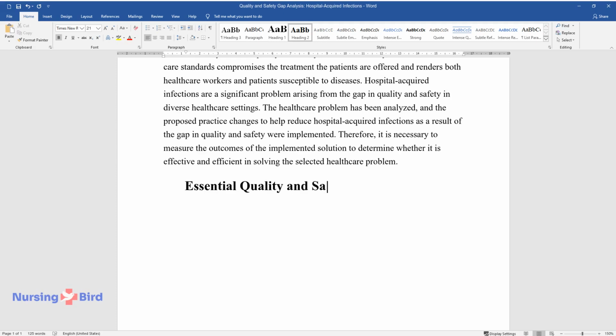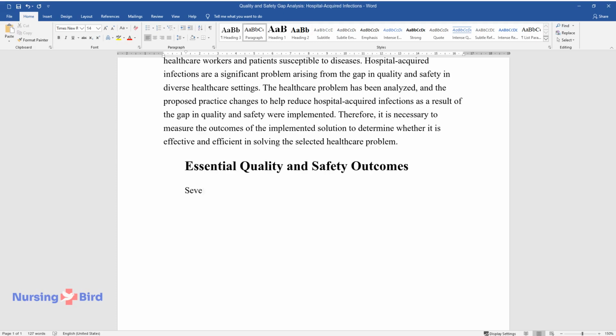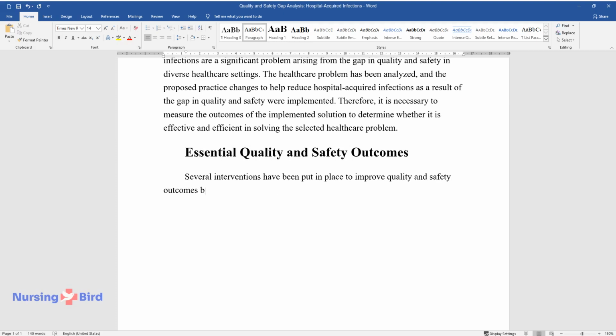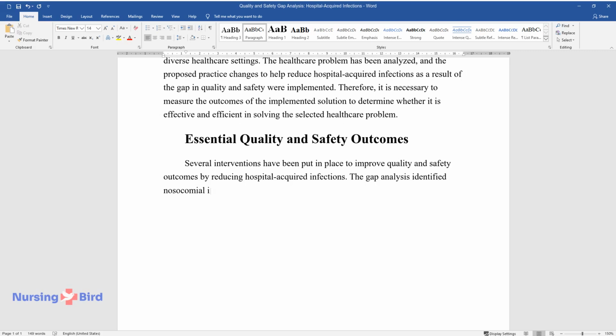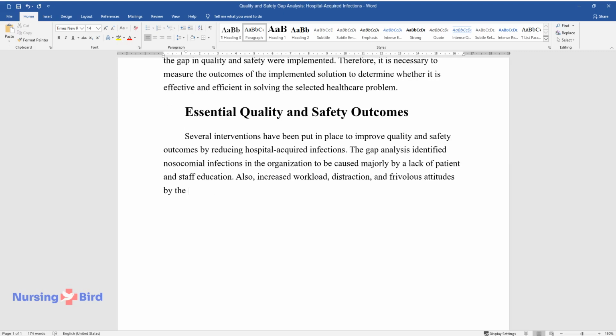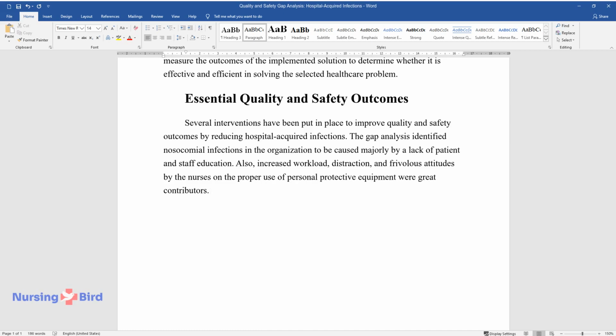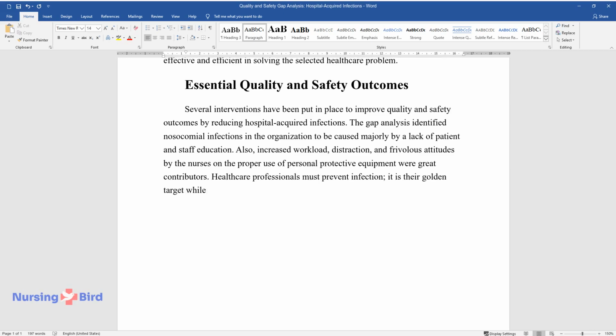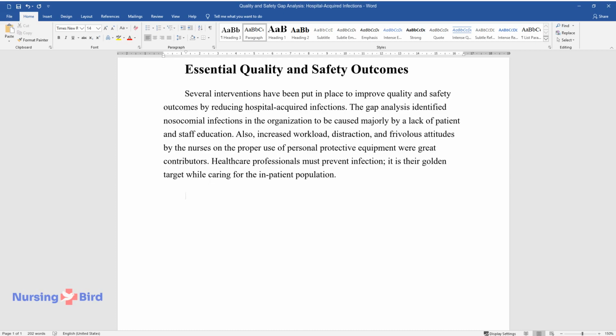Essential quality and safety outcomes. Several interventions have been put in place to improve quality and safety outcomes by reducing hospital-acquired infections. The gap analysis identified nosocomial infections in the organization to be caused majorly by a lack of patient and staff education. Also, increased workload, distraction, and frivolous attitudes by the nurses on the proper use of personal protective equipment were great contributors. Healthcare professionals must prevent infection. It is their golden target while caring for the inpatient population.